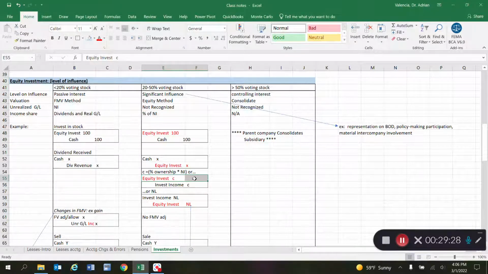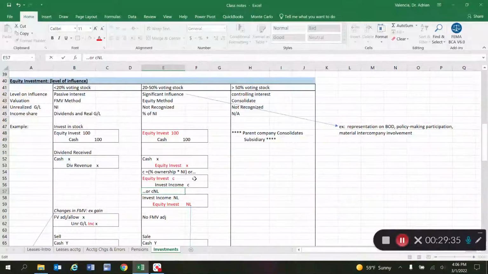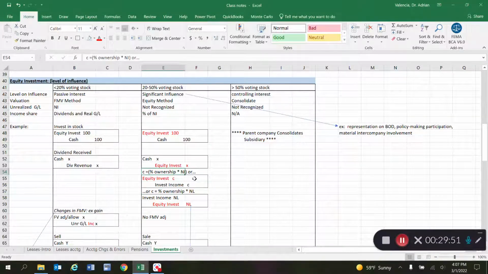And the opposite is true. If it's a net loss, this is what you would do. Might as well do this since we did it before, just to be consistent. Percentage ownership times net loss. We'll change this to the letter C here. And notice how, if it is a net loss, then that's reducing your equity investment.